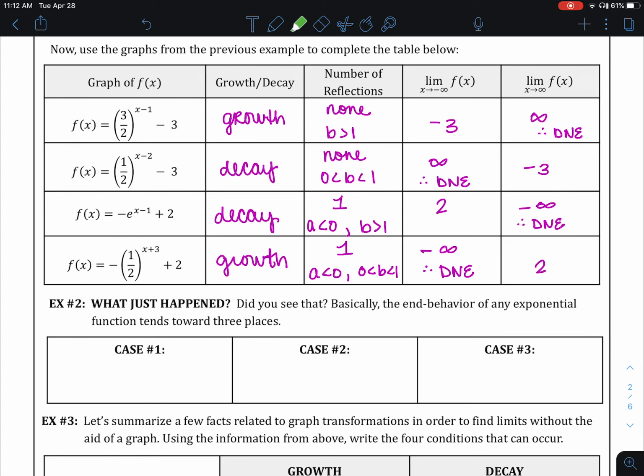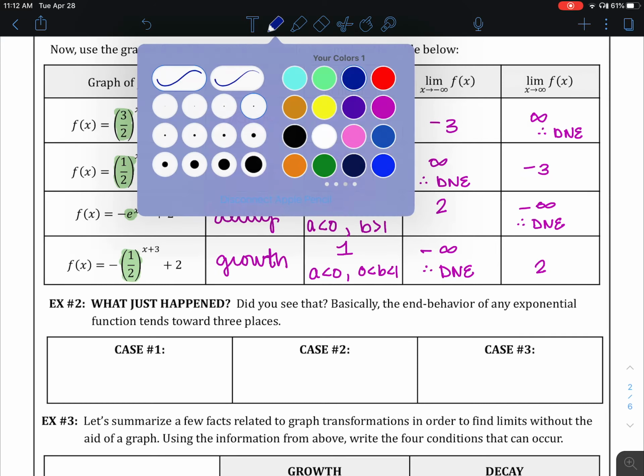So the first thing you look for is what we call the b value. If the b value is greater than 1, it's going to be growth. It's going to start off as growth, right? And if the b value is less than 1, it's going to start off as decay. So we need to know the general shapes based on looking at the equation.